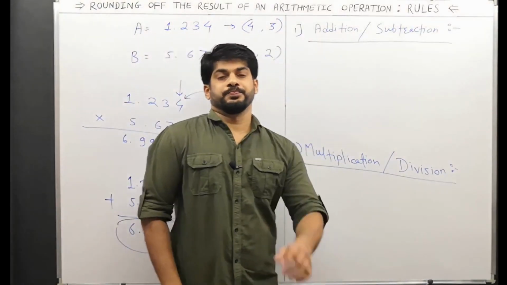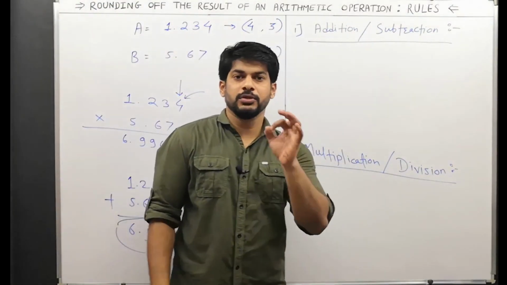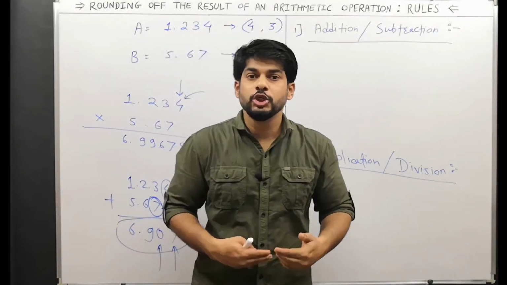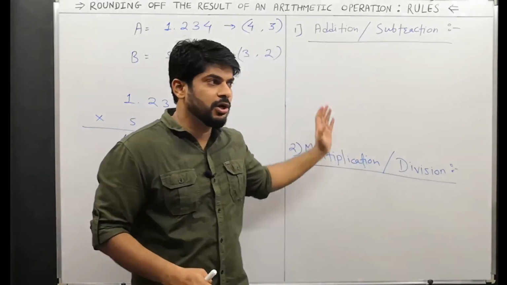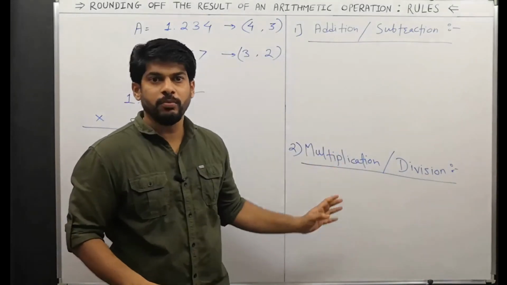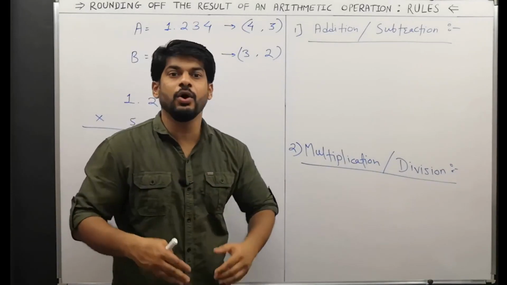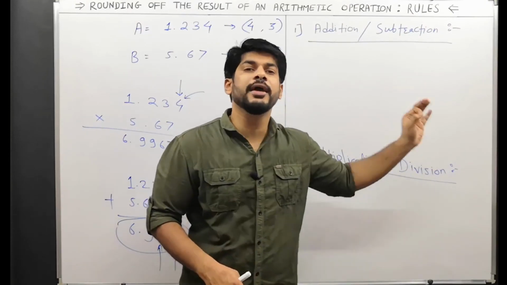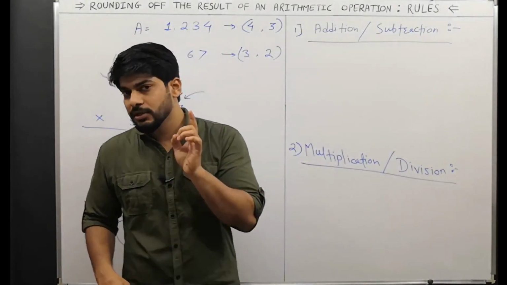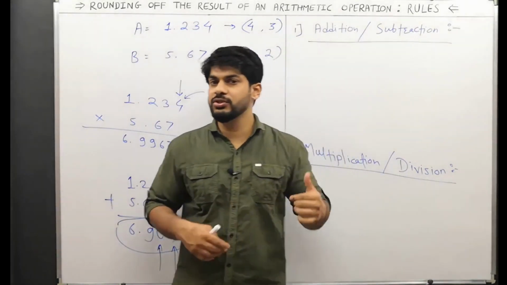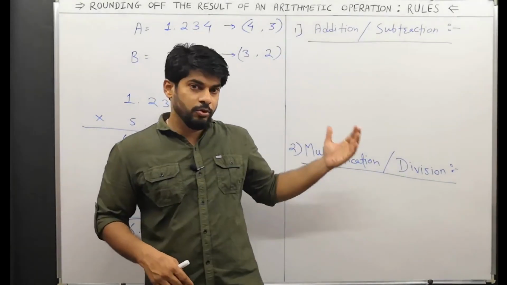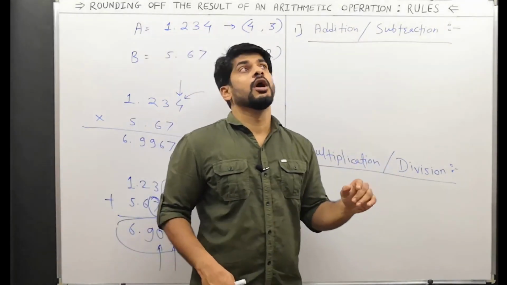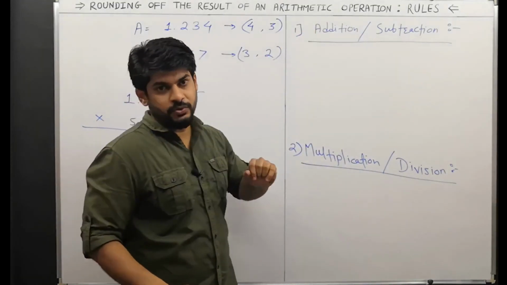Here the question is, how many significant figures or how many decimal places should we retain in the answer? And the rules are talking about that only. These rules talk about how many significant figures or how many decimal places should be retained in any given answer of the operation. So let's see what number of significant figures and decimal places are retained. Let's talk about addition first of all.